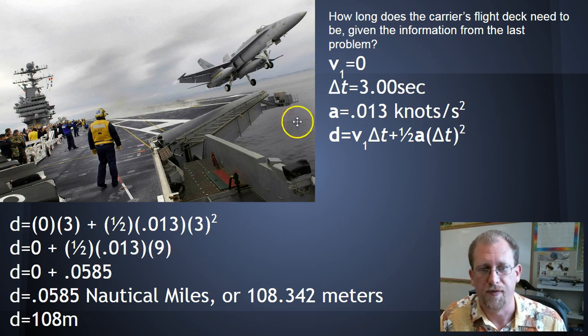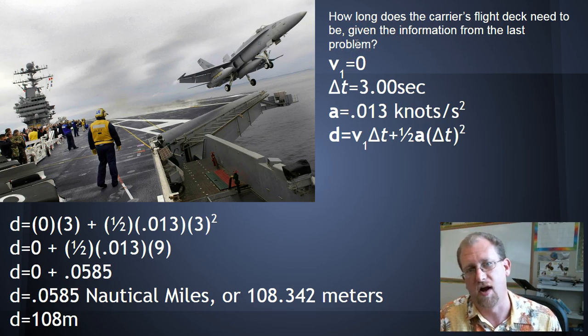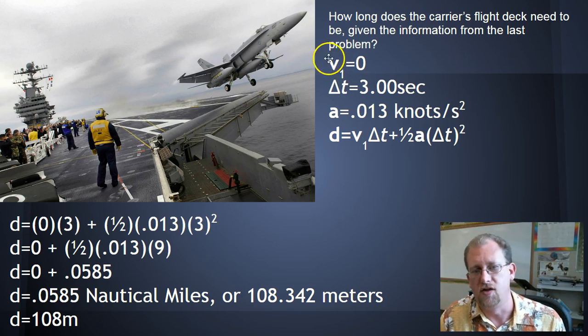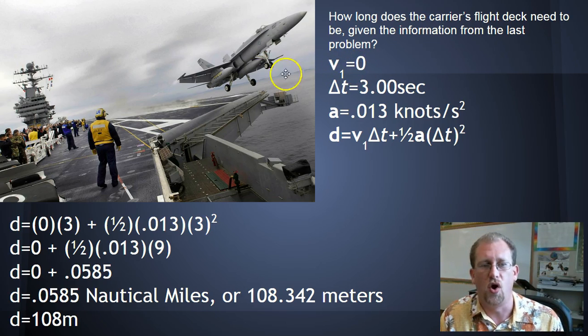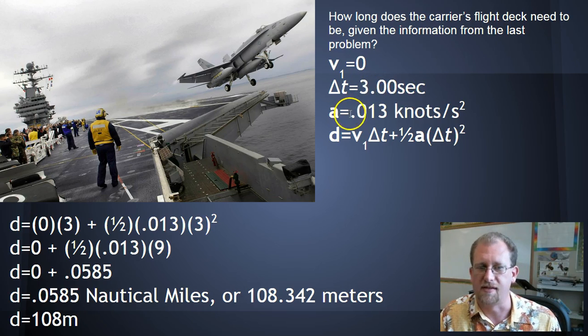Let's use that equation. How long does the carrier's flight deck need to be, given the information from the last problem, as an absolute minimum to get the aircraft up to 175 knots? What does it take? So my initial velocity is 0. I'm only looking at the activity on the deck this time. I don't care about the overall speed in air with regard to some fixed point in the water. I'm only caring about what happens on the deck of the aircraft carrier. So my initial velocity is 0. Remember, I'm accelerating for 3 seconds at 0.013 knots per second squared.